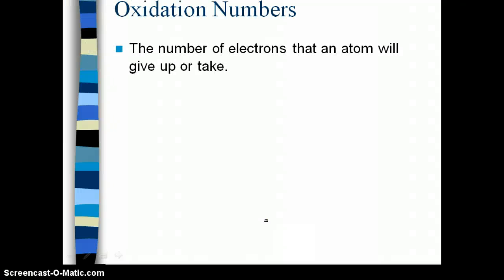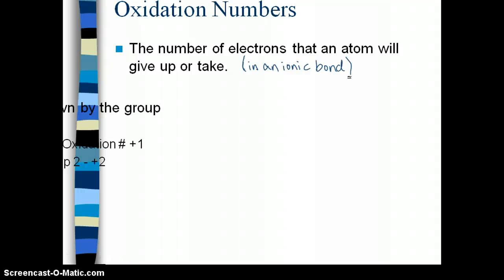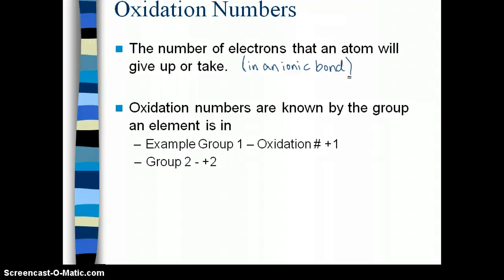Okay, and then oxidation numbers. This is going to tell us how many electrons an atom will give up or take in an ionic bond. So it tells us what's going to happen if these atoms join up with somebody else, another atom, in an ionic bond. And oxidation numbers you can put on your periodic table. They deal with the number of valence electrons in that particular atom. So it's based on the group that they are in. Group 1 will have a +1 oxidation number because they want to give that away.